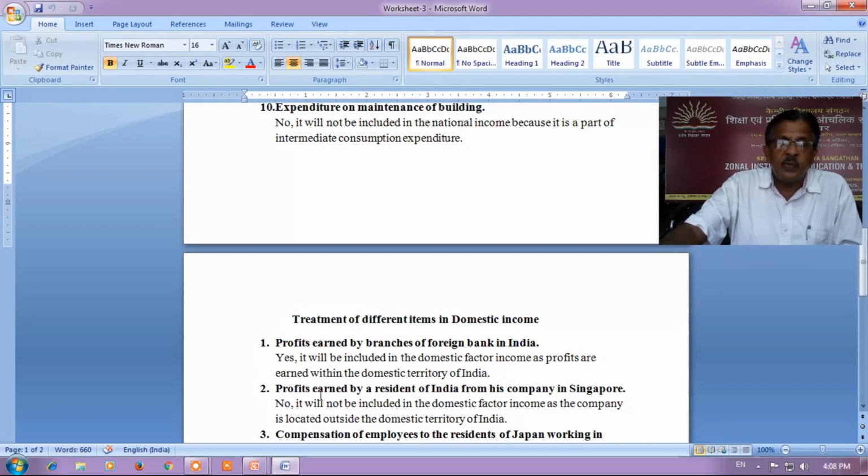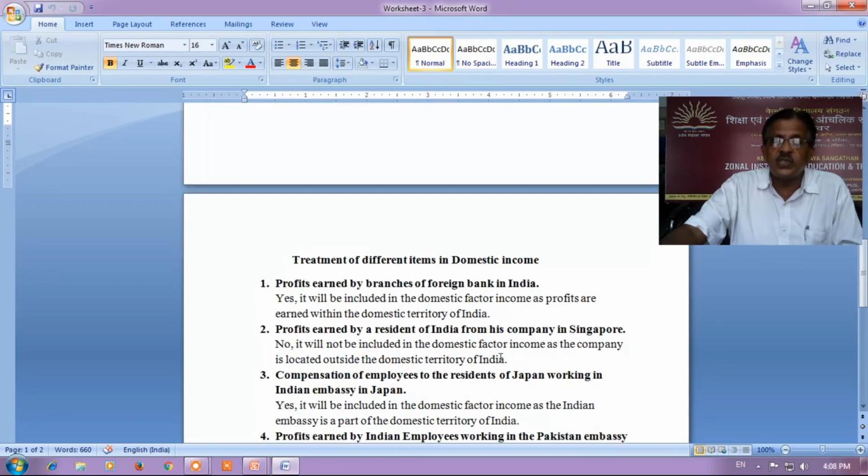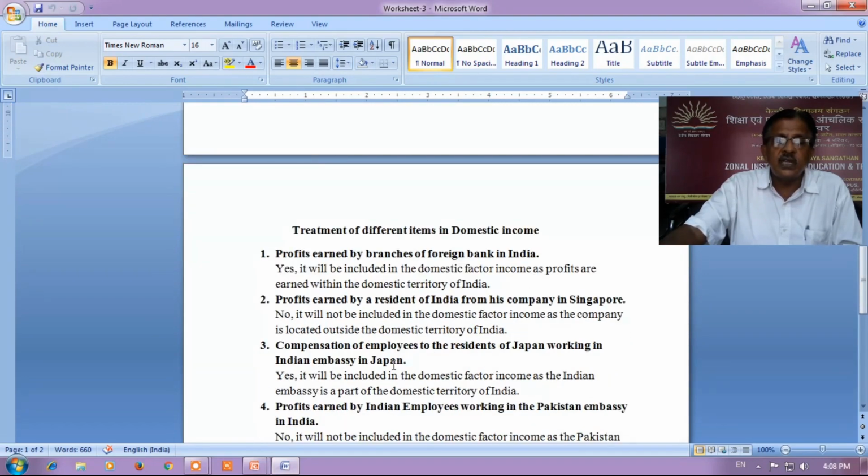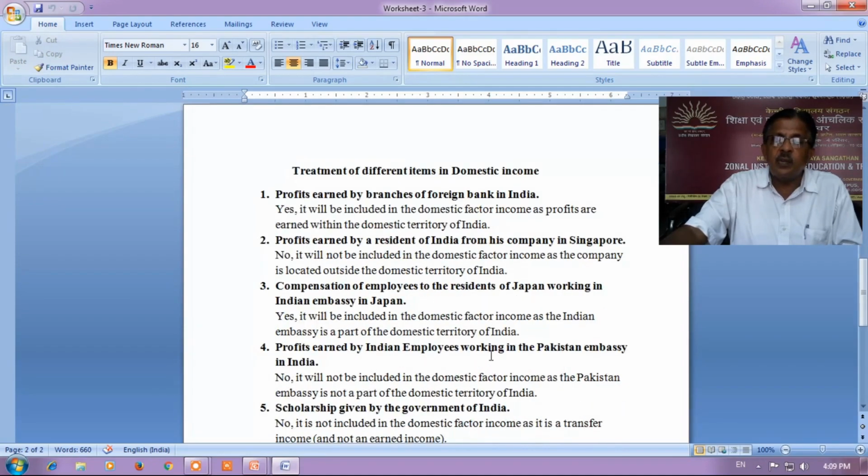Then profits earned by a resident of India from his company in Singapore. No, it will not be included in the domestic factor income as the company is located outside the domestic territory of India. Compensation of employees to the residents of Japan working in Indian embassy in Japan. Yes, it will be included in the domestic factor income as the Indian embassy is a part of the domestic territory of India.